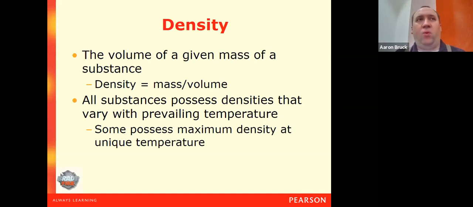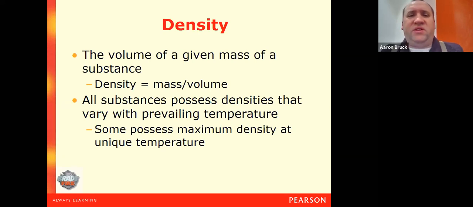So if I look at water, water has a very specific density at room temperature, and I can use that density to identify water from a series of other clear liquids that all look kind of the same.